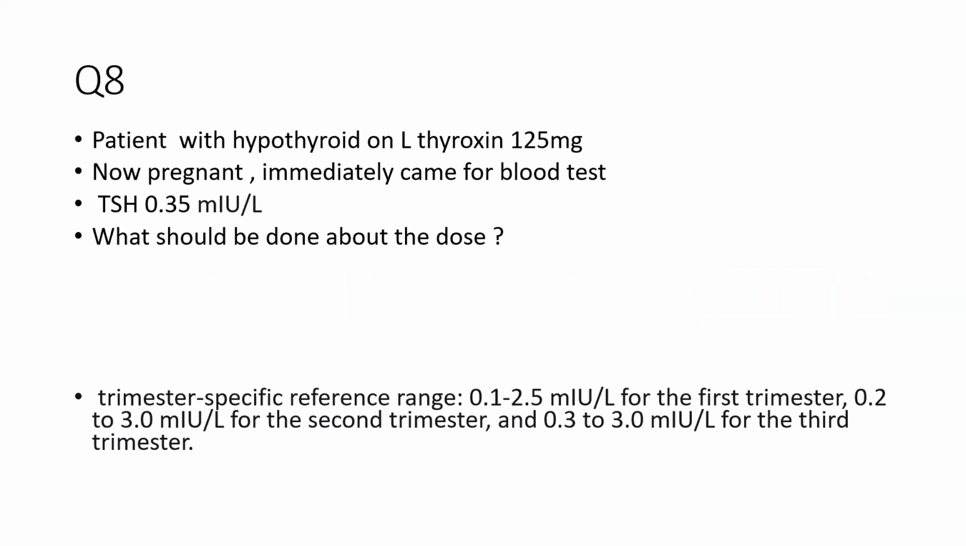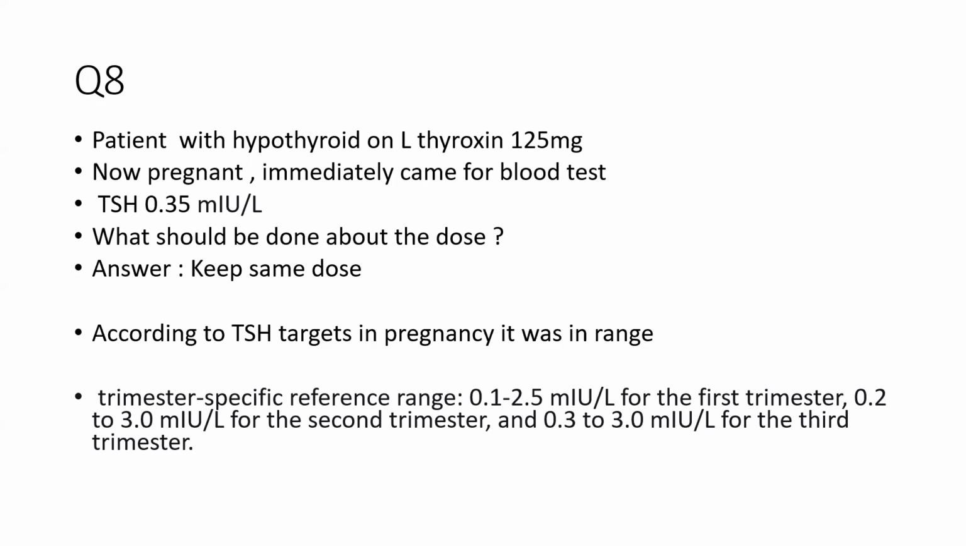Hypothyroid patient, pregnant, on levothyroxine 125 micrograms. Sorry, it's not milligrams, it's micrograms. Now pregnant, she immediately came for a blood test. TSH of 0.35 mIU per L. What should be done about the dose? Well, the TSH looks to be in the trimester-specific range. It's already in range, so keep the same dose.